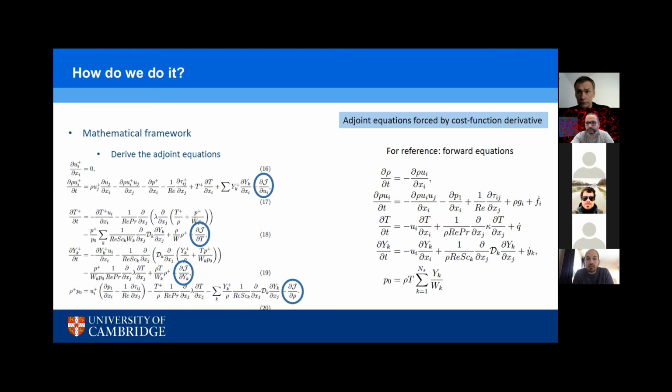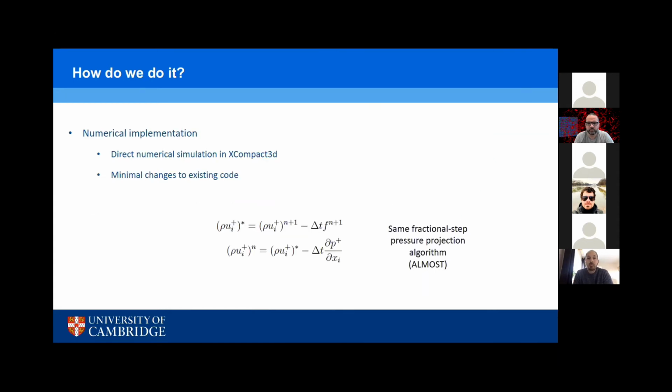We will have to solve the adjoint equations backwards in time. And finally, we can have forcing terms in our adjoint equations to obtain specific sensitivities. So the way we implemented this numerically is in the XCompact3d code. The entire framework, everyone is well aware of it, so I won't go into detail.